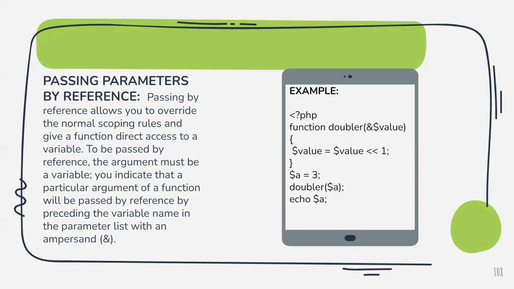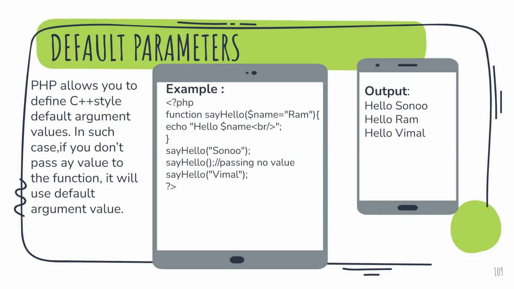Default parameters. PHP allows you to define C++ style default argument values. In such a case, if you don't pass any value to the function, it will use the default argument value.